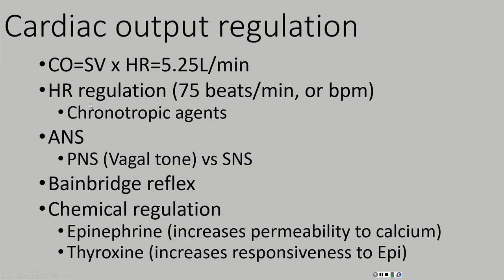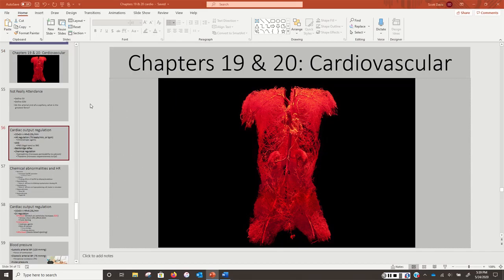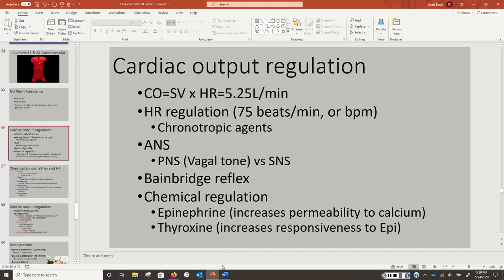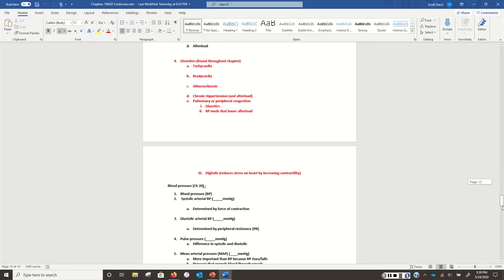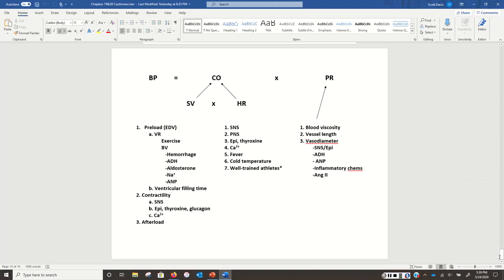So let's look at heart rate regulation. Now, before we start talking about all the things that can affect heart rate, for all of the lectures that are left in this unit, we're going to be talking about things that are on the very last page of your outline. And if you go to the last page of your outline, you have this chart.